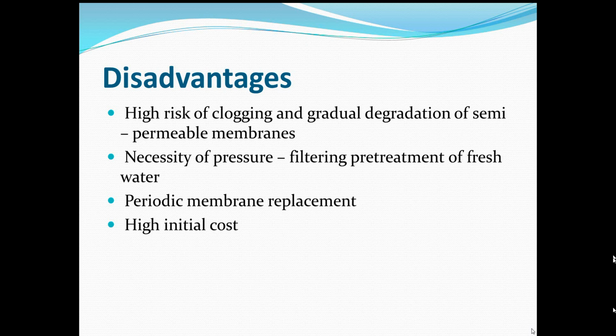Now, there is always a necessity of pressure filtering and pre-treatment of fresh water. This is what I have already discussed, that if we have fresh water and saline water directly coming into the plant, it should be filtered first, it should be pre-treated first, so that it acts efficiently as a working fluid. Now, it needs periodic membrane replacement. The membrane generally gets damaged every 7 years, so it needs to be replaced every 7 years.